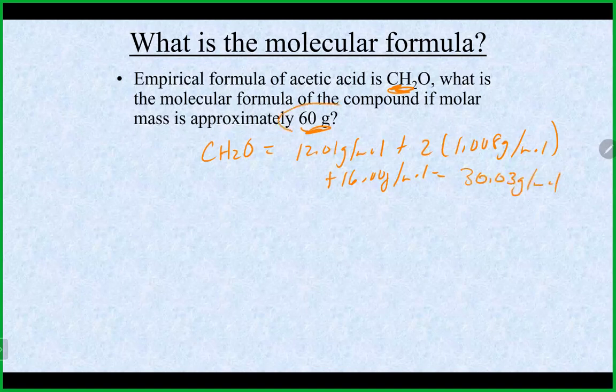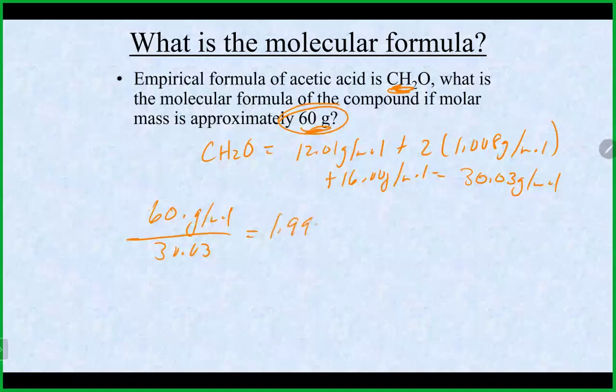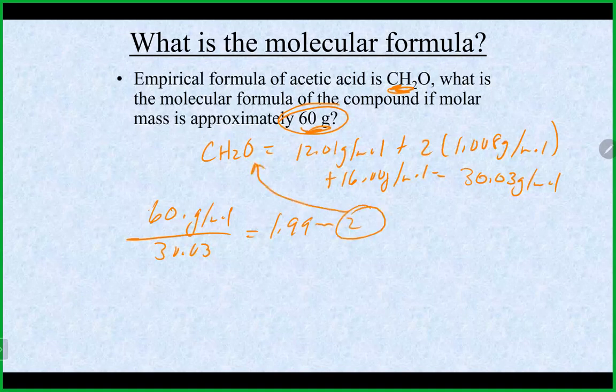So we're going to take the approximate molar mass of our compound, which would be 60 grams per mole, and we'll divide it by 30.03. And that's going to give us basically a factor of 2 in this case, 1.99, which is pretty close to 2. So that 2 is the factor by which we're going to multiply our empirical formula, which means our molecular formula would be C2H4O2 in this case. Questions on that one there?